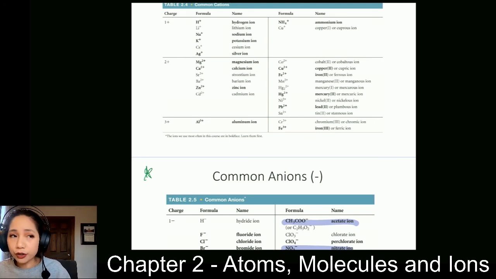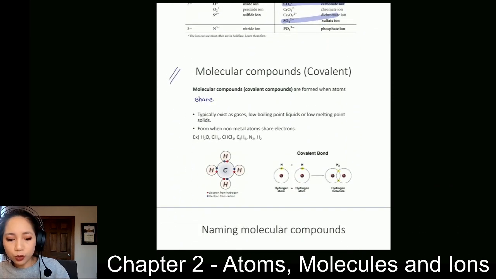So that's all there for you. So that's ionic compound naming. Stay tuned, and we will talk about molecular compounds.